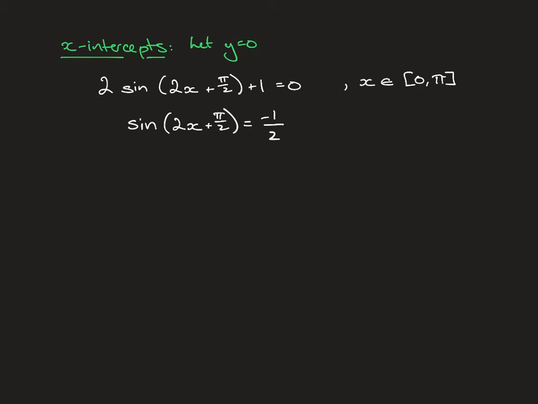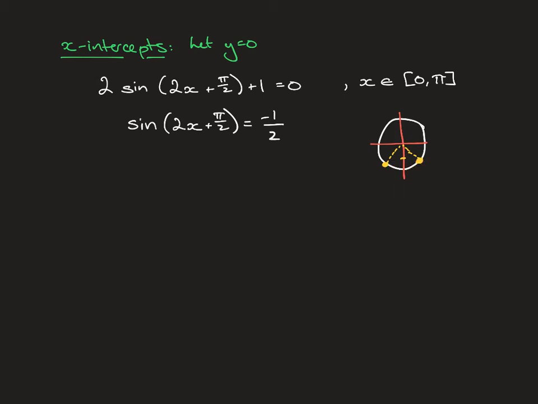So if we subtract 1 from both sides and divide by 2, we get sine of (2x + π/2) is equal to minus a half. Now sine is equal to minus a half in the bottom two quadrants, in quadrant 3 and quadrant 4. And so these are the two quadrants we're going to be working in.